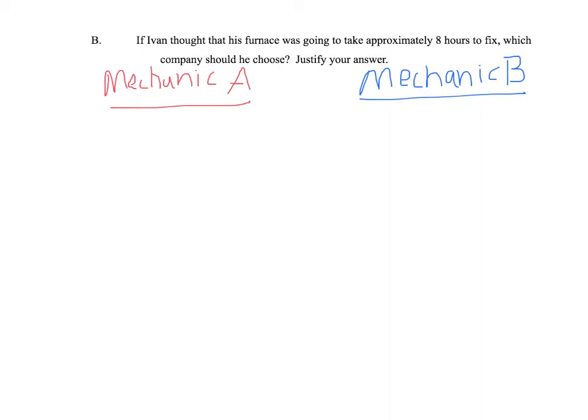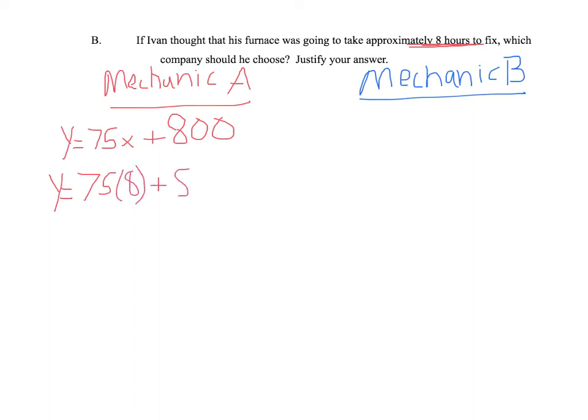So for mechanic A, our equation was y equals 75x plus 800. And like we saw in our let statement, x is going to be the number of hours, and that's what we know in this case. We said approximately 8 hours. So we're going to plug in 8 for x. So we'd have y equals 75 times 8 plus 800. That would be y equals 600 plus 800, or y equals $1,400.